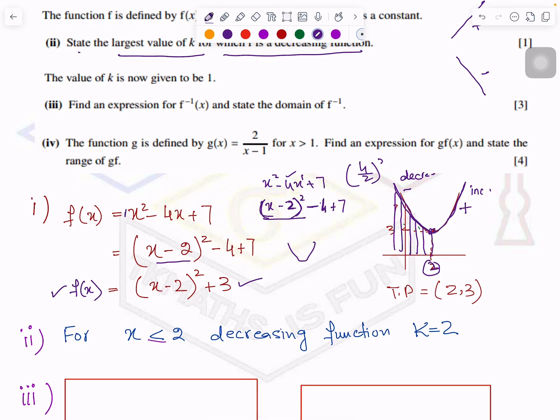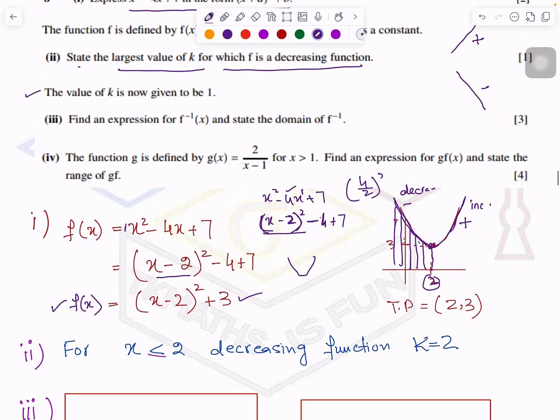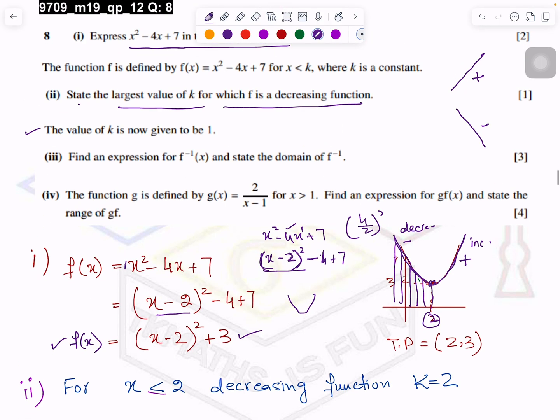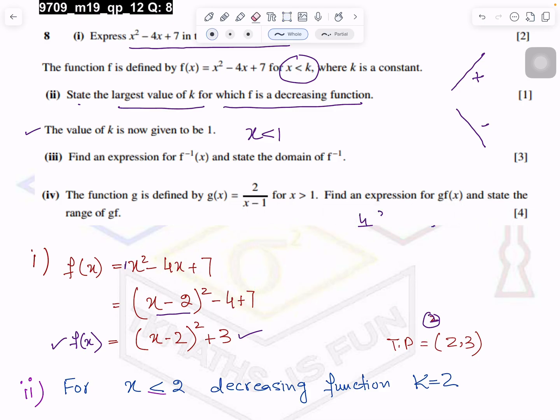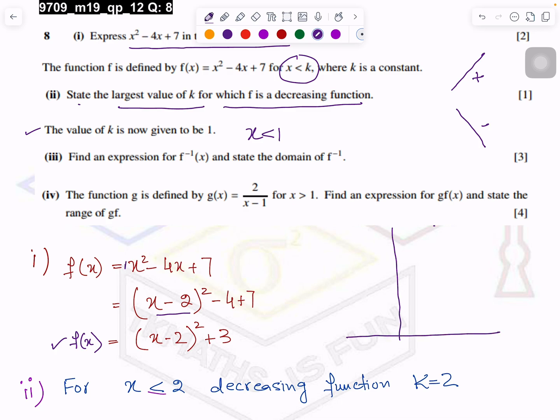Now the question is saying take the value of k as 1. Earlier it was asking for the value of k, but now you take x less than 1. Let's look at the graph again. Give me a second so that I can write it clearly. Okay. So now I have to take the value of x as 1. The curve was at (2, 3). With 1, 2, and suppose 3 is here, the curve was something like this.